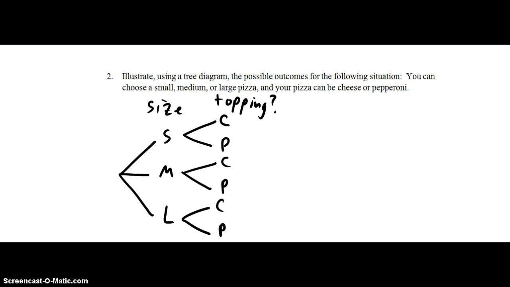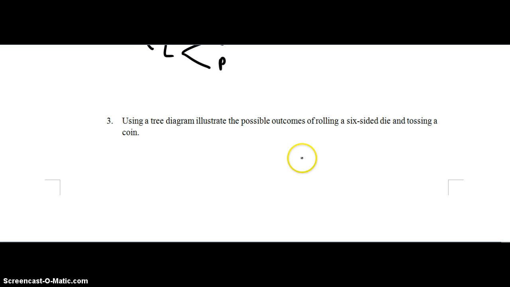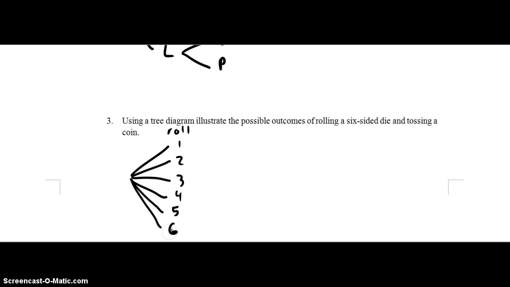Okay. So I want you to practice on one of these. Using a tree diagram, can you illustrate the possible outcomes of rolling a 6-sided die and tossing a coin? Okay, so go ahead and pause and try this problem. Okay, you're back, so let's see how you did. So the first thing is rolling a 6-sided die. So it's going to be 1, 2, 3, 4, 5, 6. 6 branches. Okay, and this is for the roll. It could either be 1, 2, 3, 4, 5, 6.